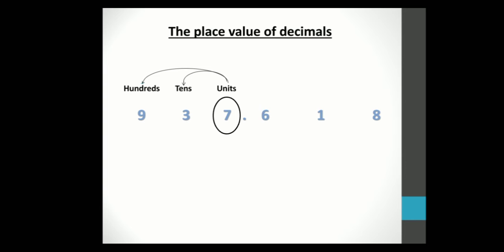But 618 is called the decimal part. So the first number in the decimal part is called tenths, and 1 is called hundredths, and 8 is called thousandths.